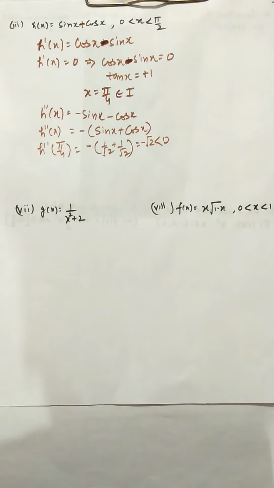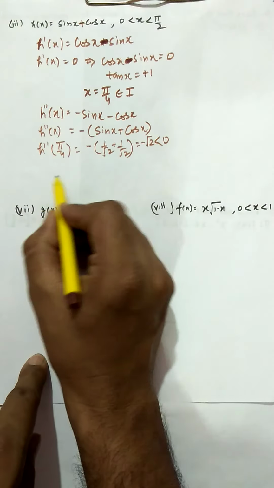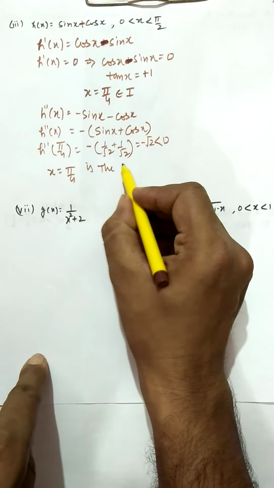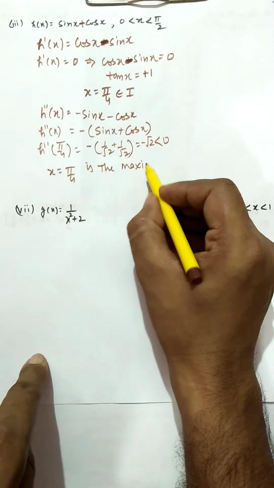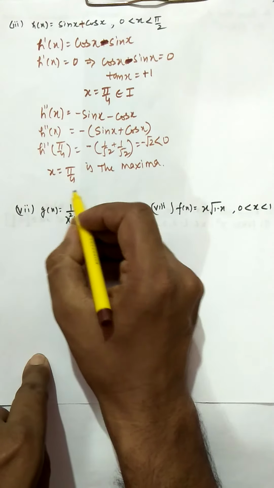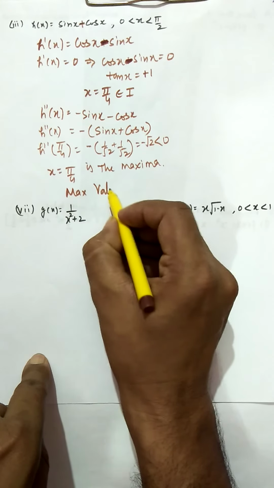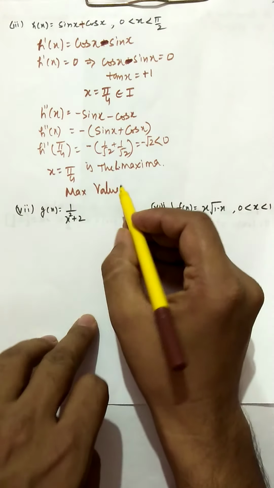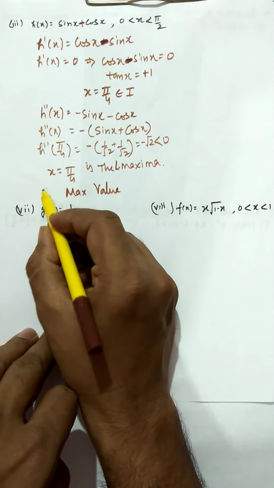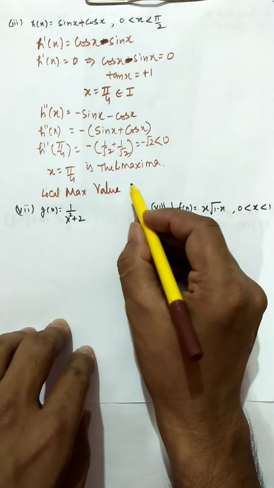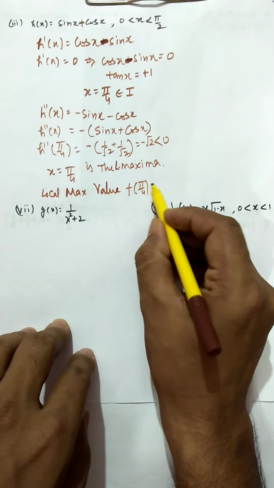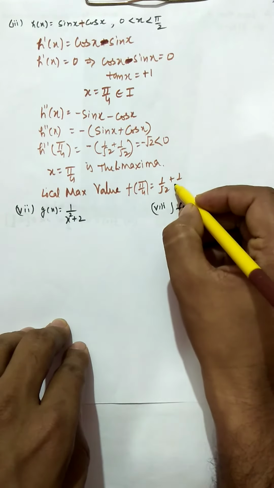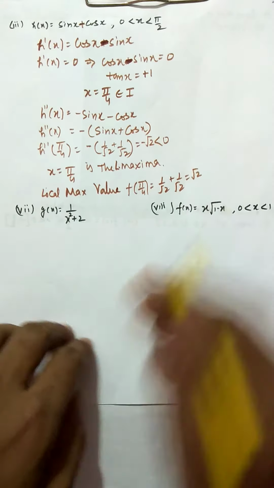And if it is negative, then x equal to pi by 4 is the maxima, or you can say local maxima also. So the maximum value, or you can say local maximum value, will be f pi by 4. So f pi by 4 is going to be, sine means 1 upon root 2, and this is also 1 upon root 2, so after simplification, that is going to be root 2.